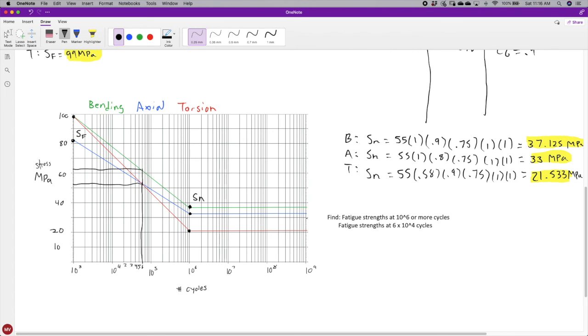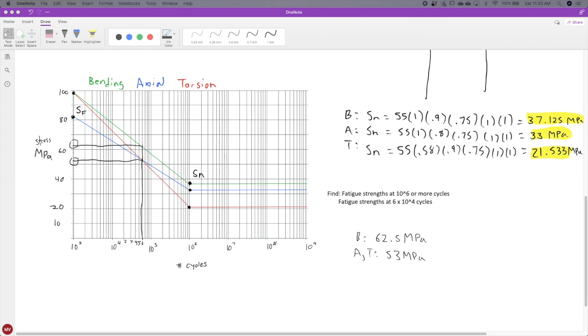And we can conclude that for our bending, fatigue strength is around about 62.5 megapascals. And for our axial and torsion, it looks like they're at the same location, and it looks to be around 53. So axial and torsion, 53 megapascals. Once again, all units in KSI, not megapascals.